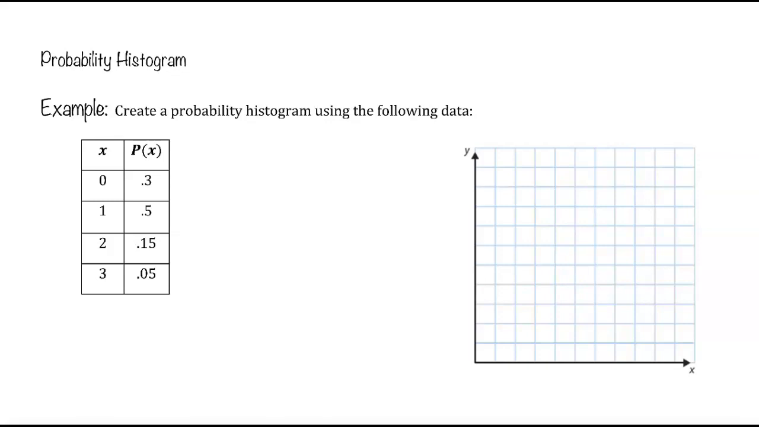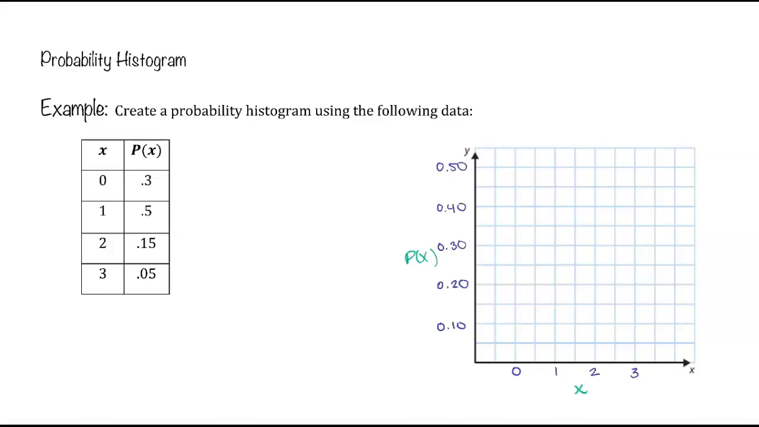The final thing that we'll look at in this lecture video is a probability histogram. You can probably figure out exactly what a probability histogram is given what you know about probability and histograms. But let's go ahead and create a probability histogram using this data. Our horizontal axis in this case will be our x values, and our vertical axis, or the height of the bars, will represent probabilities. Our x values are 0, 1, 2, and 3. Since our highest probability is 0.5, I will label the vertical axis accordingly.